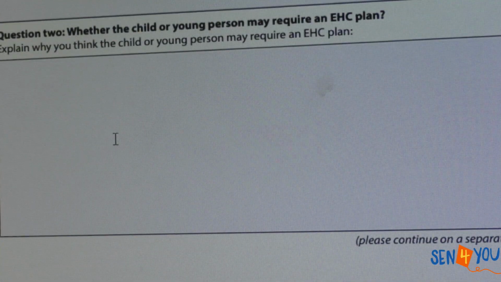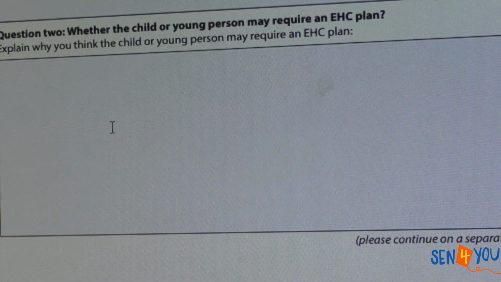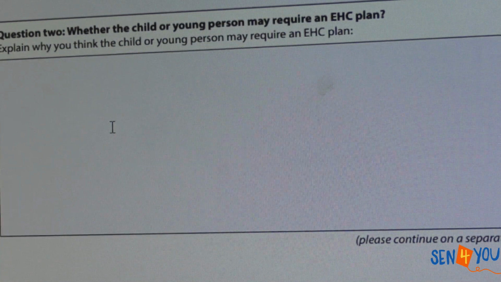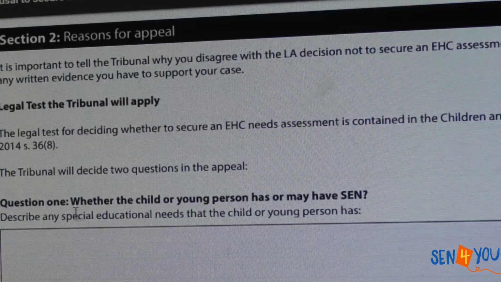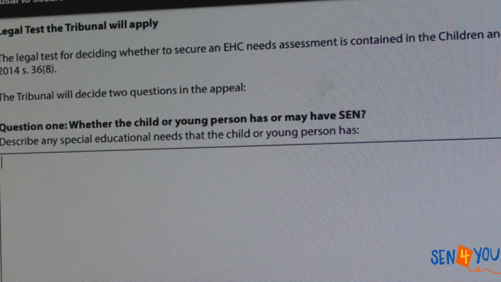The second question that you'd have to look at is, why do you think the child requires an EHC plan? So in this particular instance, what it's worth thinking about are the resources that have been currently deployed by the educational setting, and what additional resources you think are required over and above those resources. So, for example, and I'm going to give an example of what this all might look like. So, let's first of all go back to question 1.